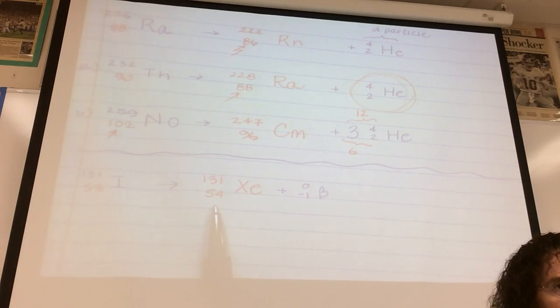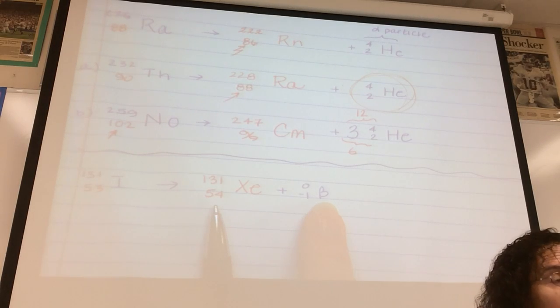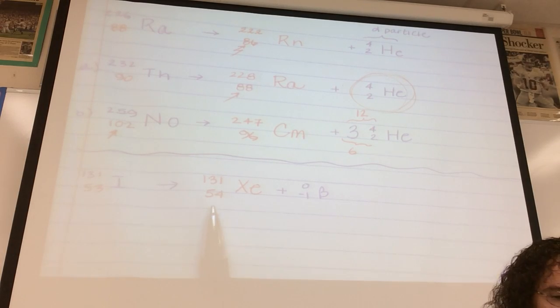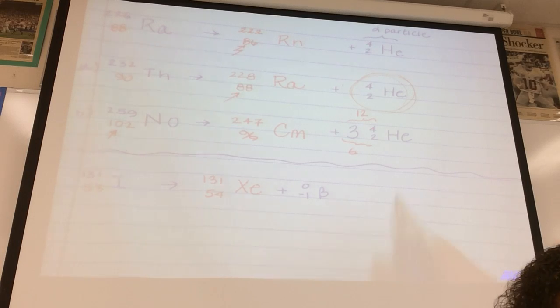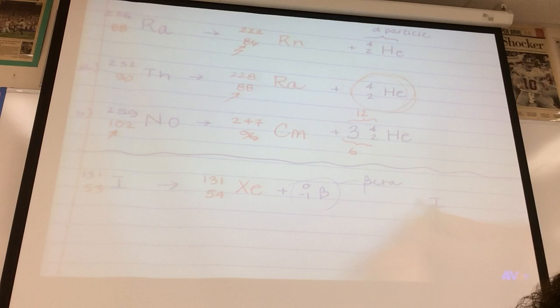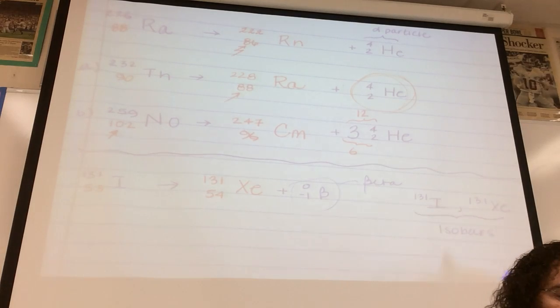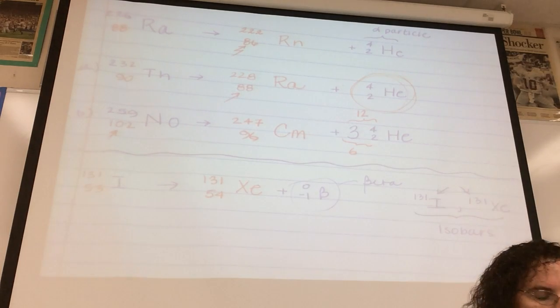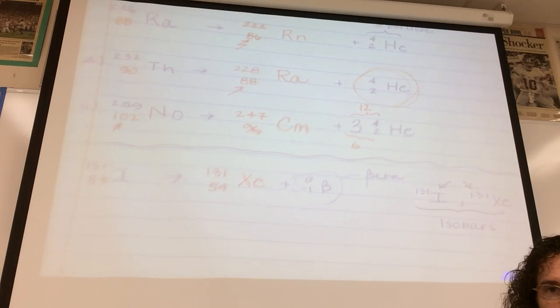When you are emitting an alpha or beta particle, you put it on the right side of the equation. If you capture something, it's going to go on the left. We'll talk about that next time. This is a beta particle. Also of interest, I-131 and xenon-131, these are called isobars. They are different elements with the same mass number. You don't need to know that, but somebody asked one time, so I thought I would mention it.